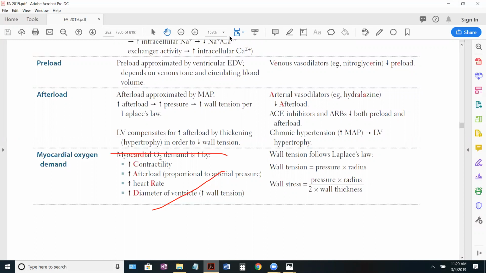And one of the venoconstrictors of our body is the sympathetic nervous system. During sympathetic nervous system stimulation, the alpha 1 receptors are stimulated, and we will see later on that the alpha 1 receptors are the ones that give rise to resistance.